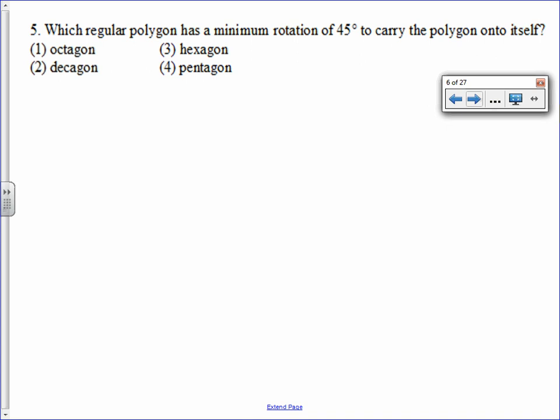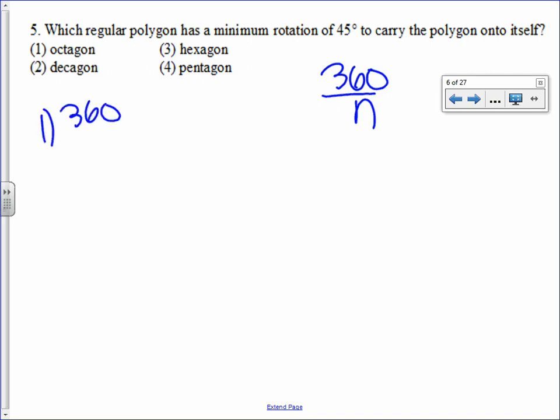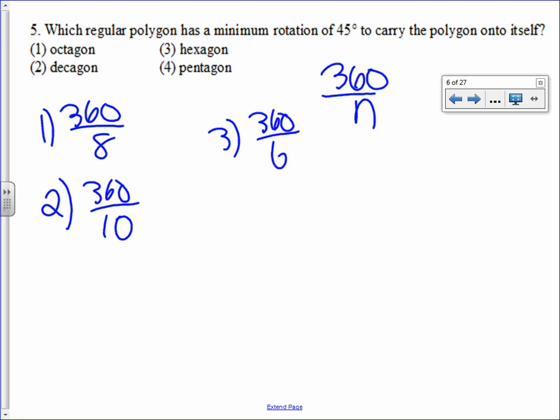Which regular polygon has a minimum rotation of 45? To determine the minimum rotation of a regular polygon, we use the formula 360 divided by the number of angles. So for choice 1, we would do 360 divided by 8. For choice 2, 360 divided by 10. For choice 3, 360 divided by 6. And for choice 4, 360 divided by 5.